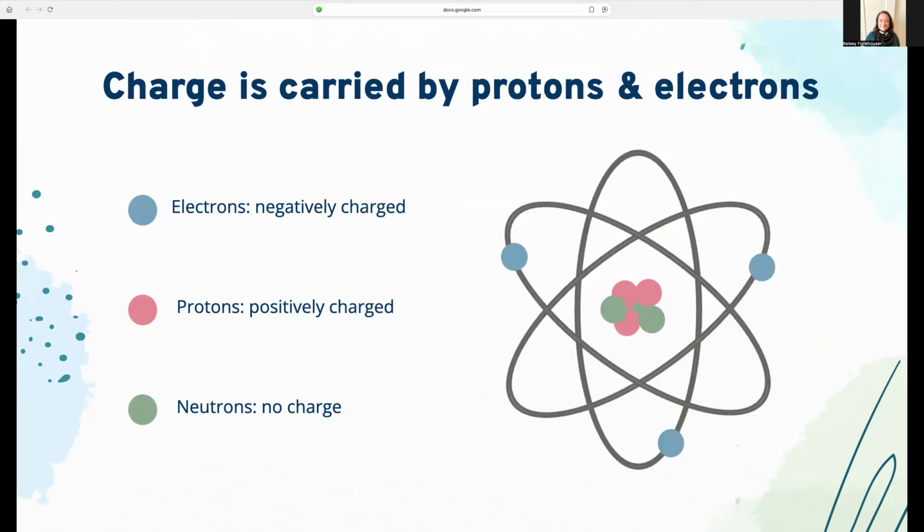Charge is carried by protons and electrons. So here we have an atom. Electrons are blue in this. Protons are this pink color and neutrons are green. So electrons have negative charge. Protons have positive charge and neutrons, the name neutral, they don't have any charge.